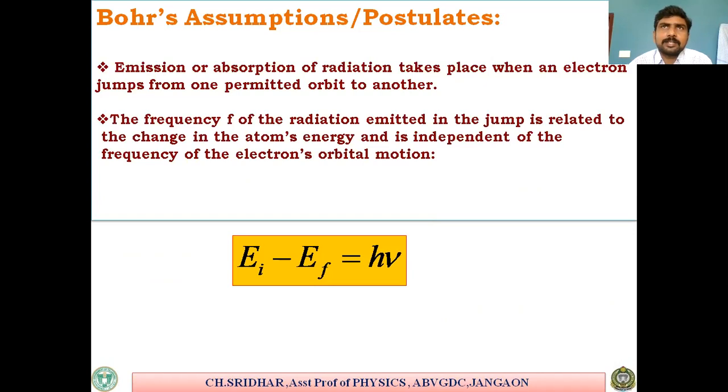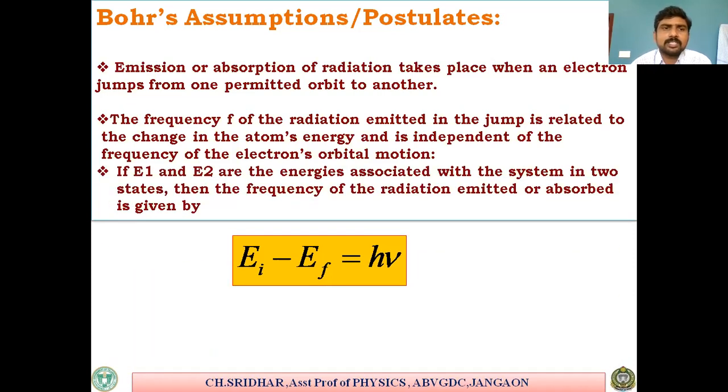Whenever the electron revolving around the nucleus jumps from one energy state to another energy state, the frequency of the emitted radiation depends on the energies of the initial and final states, and it is independent of the frequency of the electron's orbital motion. So the energy is given by h nu is equal to E_i minus E_f.